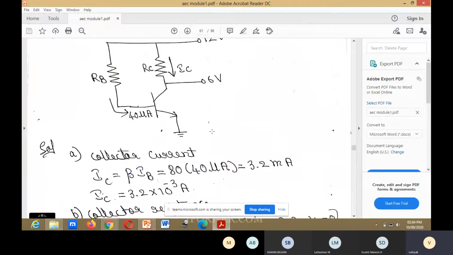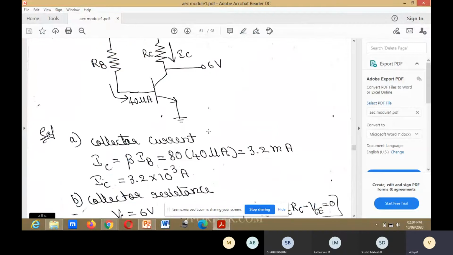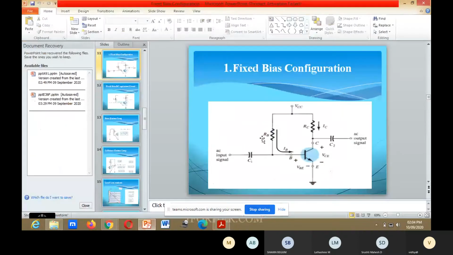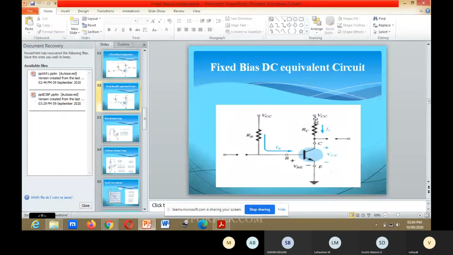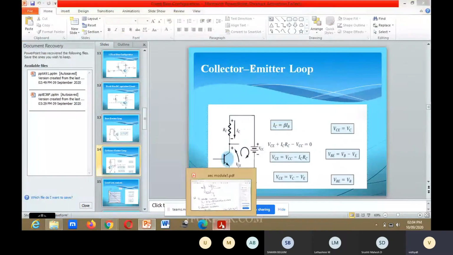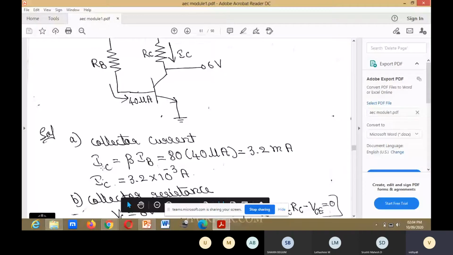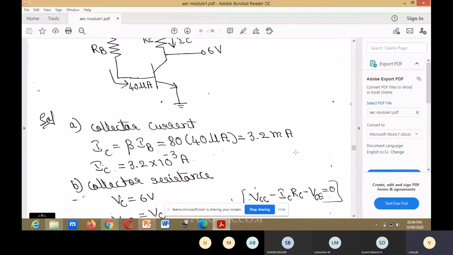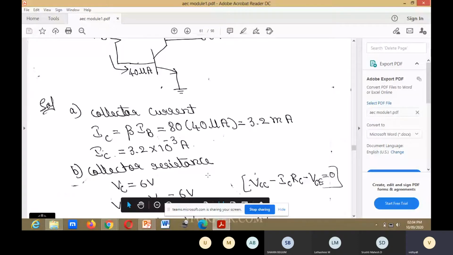First, collector current. Collector current IC is equal to what? IC is equal to beta into IB. We have derived this equation. We know the value of beta and we know the value of IB. Substitute, you will get 3.2 into 10 to the power of minus 3 amps.